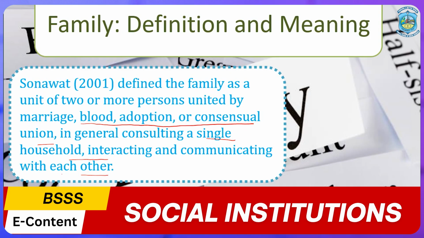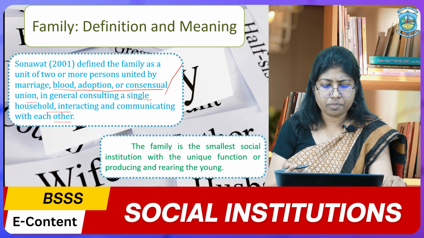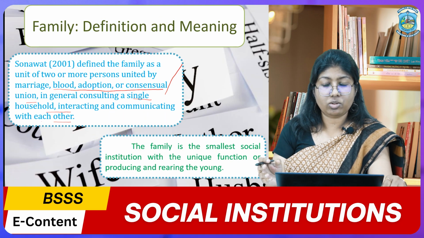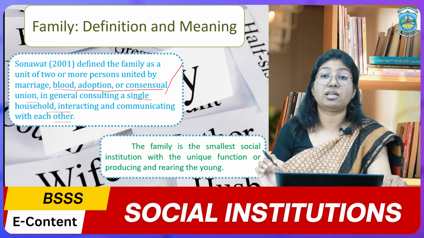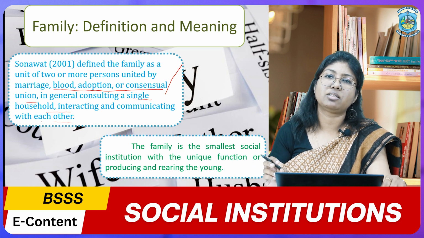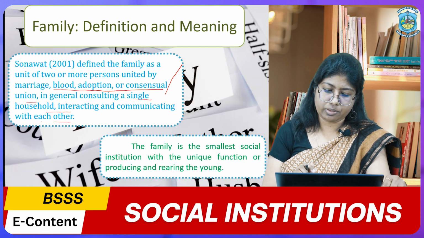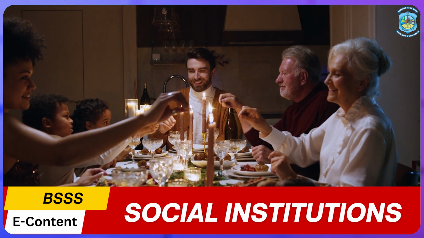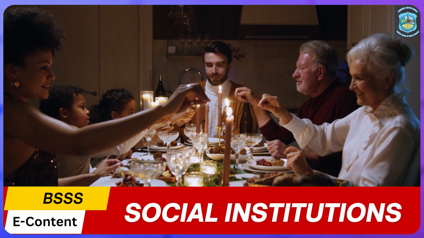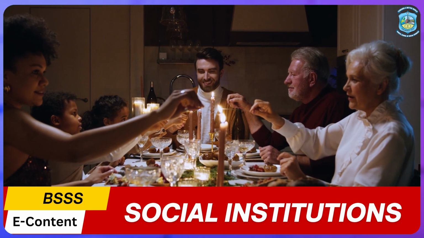The first half of the definition is about that: by marriage, blood, adoption, consensual union. And what is it really resulting into? A single household. It is resulting into certain interaction patterns, certain communication patterns, and that is what a family is as per Sonawat.